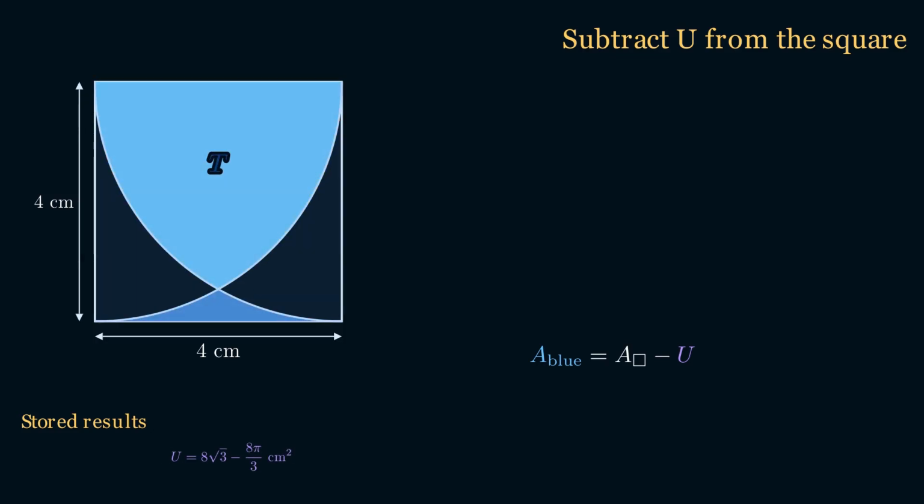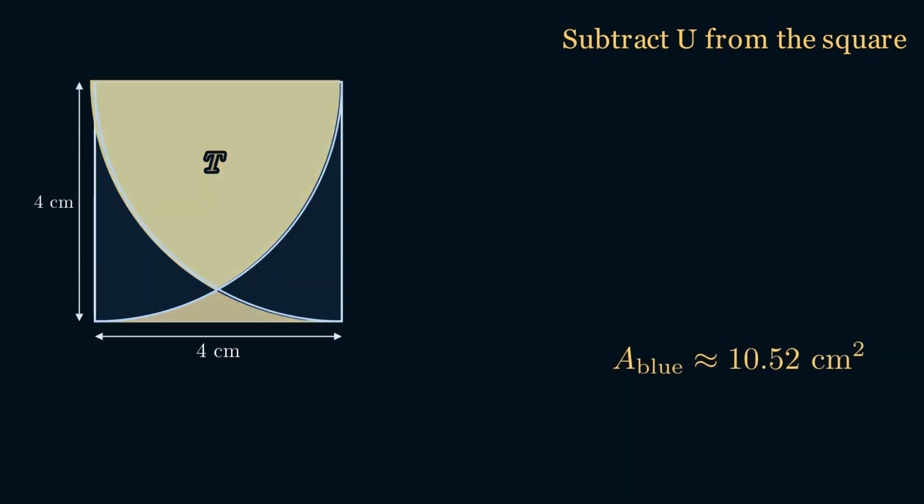Substitute the value of U. The blue area equals 16 minus the quantity, 8 root 3 minus 8 pi over 3. This simplifies to 16 plus 8 pi over 3, minus 8 root 3. Therefore the total blue area is approximately 10.52 square centimetres.